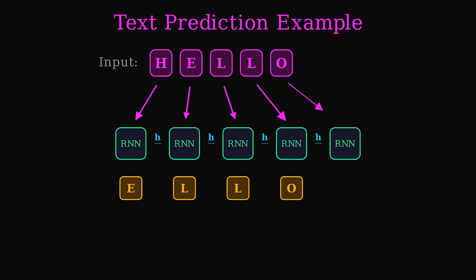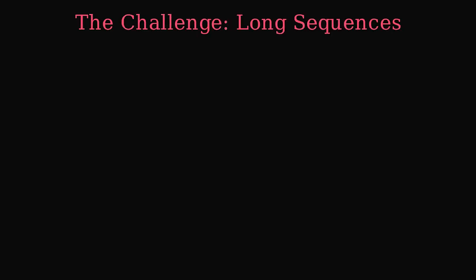This continues for each letter. The network uses the current letter and all the context from the past letters stored in the hidden state to make its next prediction. This continuous flow of memory is what allows the RNN to understand the context of the entire sequence. But the simple design has a major challenge.